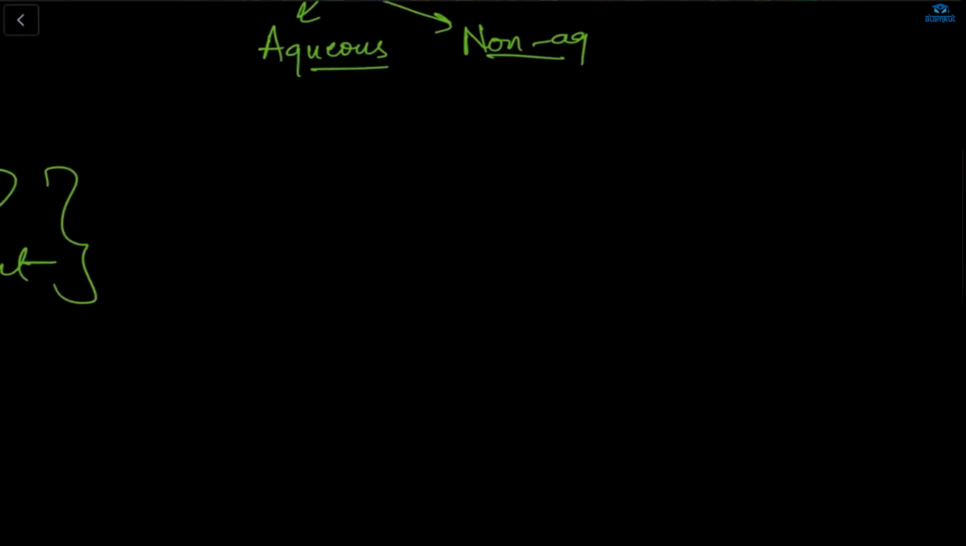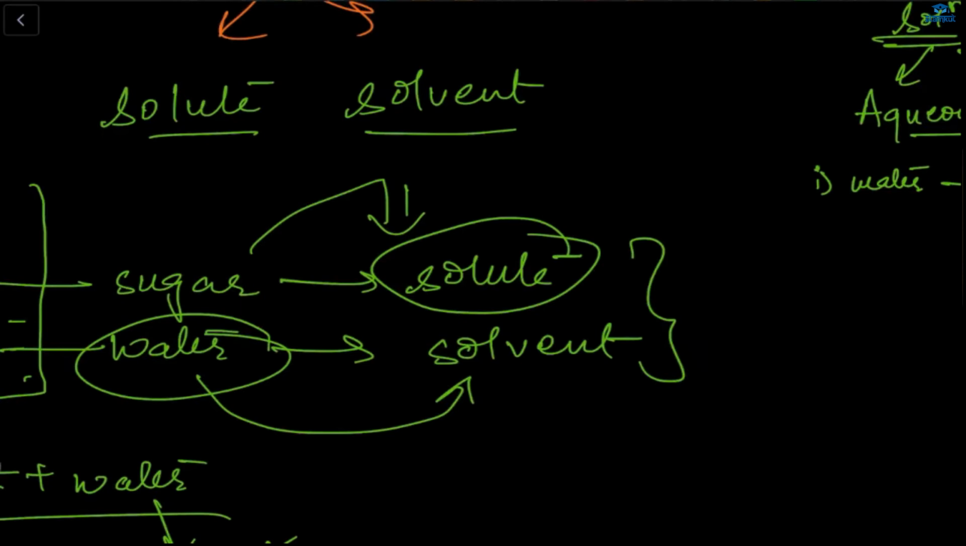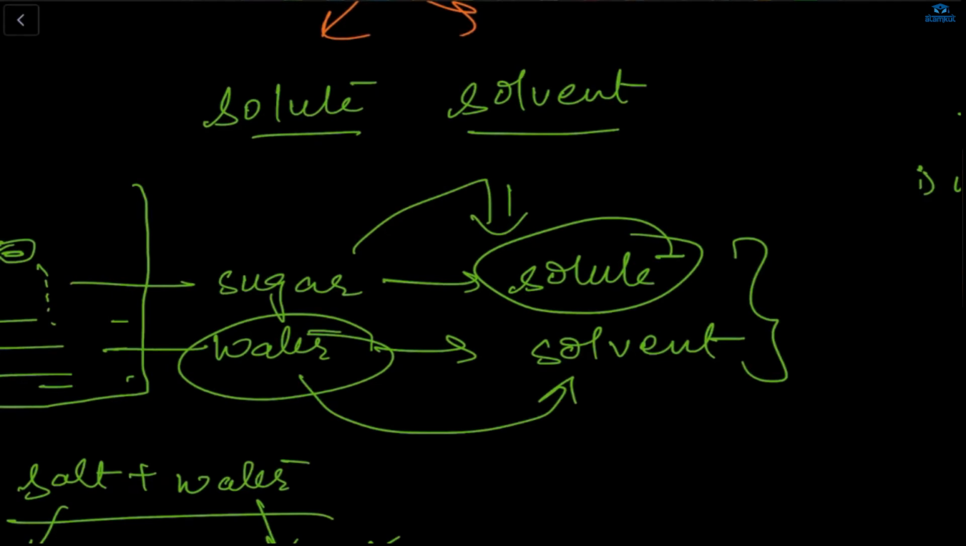That's why our water is called the universal solvent, because sugar is dissolving in water, salt is dissolving in water, oil is also dissolving in water. Everything is dissolving in water. That's why water is called the universal solvent. Okay, and solvent is present in a big amount as compared to the solute.